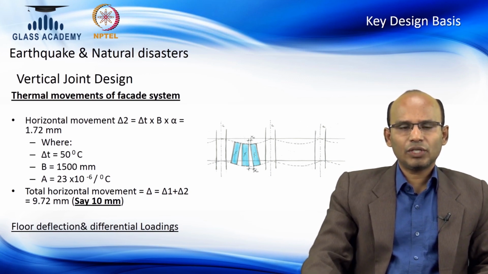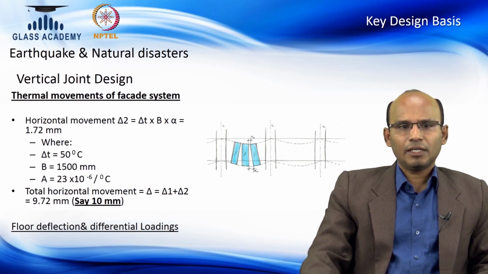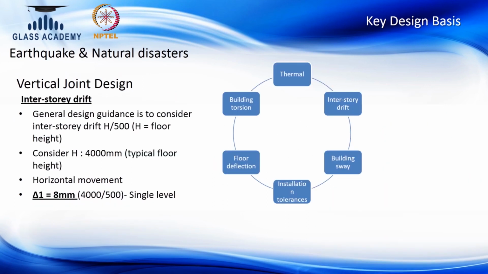This calculation is showing how we design for thermal movement. Thermal movement for any glazing system is primarily the effect of change in temperature, which is delta T, and the width of the panel. So how wide is the panel? If the panel is much wider, it has to move a lot more horizontally with the thermal expansion. So this simple formula here will show you the horizontal movement required for this curtain wall glazing system is approximately 10 mm. Similar to horizontal design, it should also be checked for vertical design.